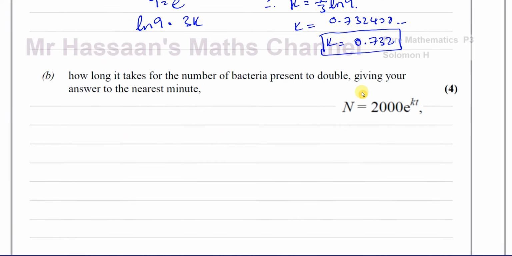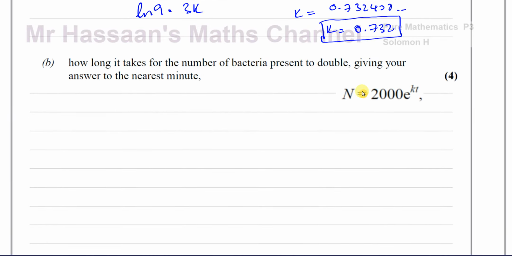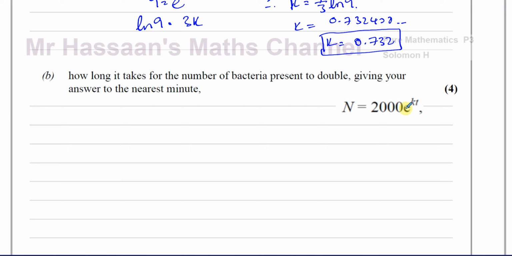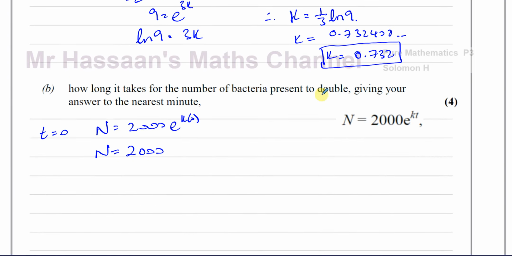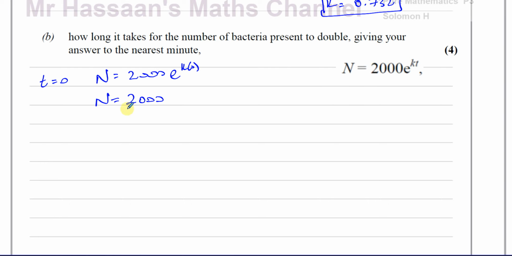Now for part B, it says how long it takes for the number of bacteria present to double, giving your answer to the nearest minute. The number of bacteria present starts off initially, when time equals 0, as 2000 times e to the power of k times 0, so it's just 2000. That's in the beginning. So how long does it take for the bacteria to double? We're going to replace n with 4000.